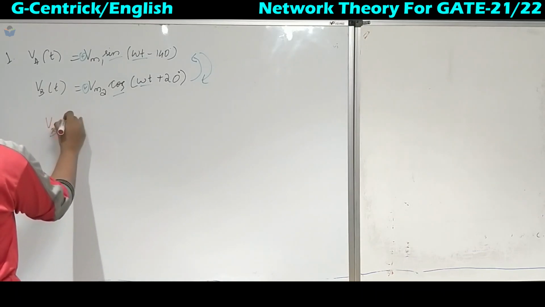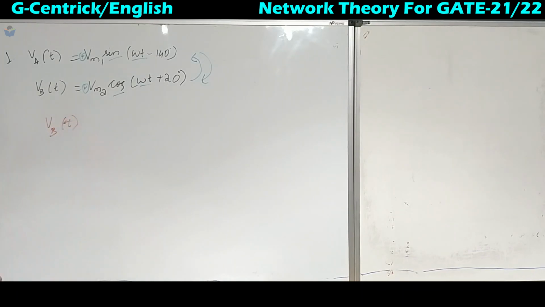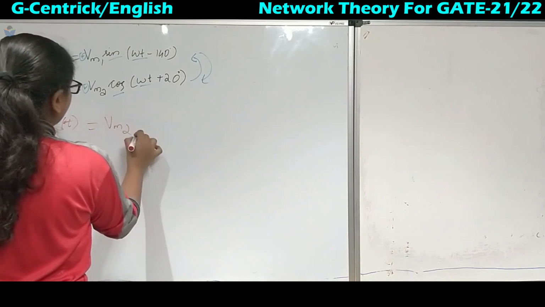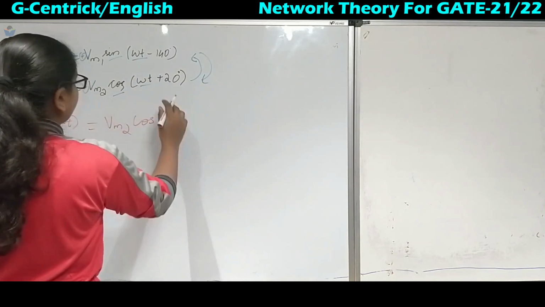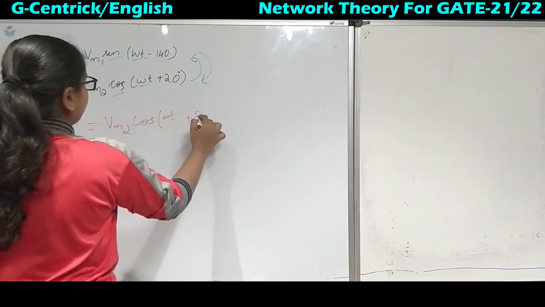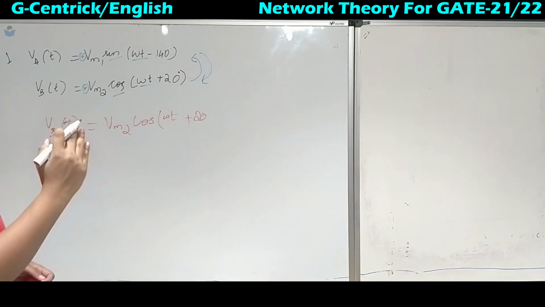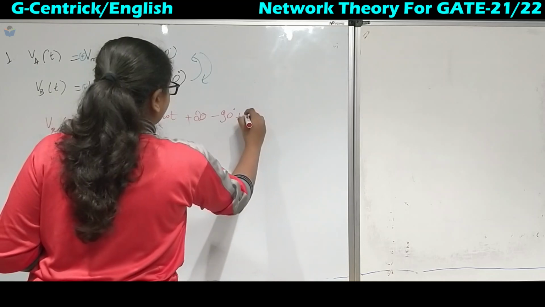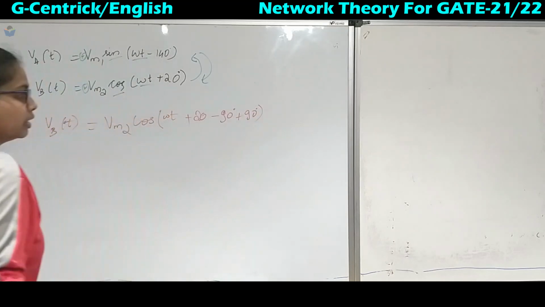Okay, so this Vb of t we will convert into sine. To convert it into sine, we will keep the magnitude as it is, cos of omega t we will keep as it is, plus 20. Now we will add plus 90 and minus 90, plus 90 and minus 90.